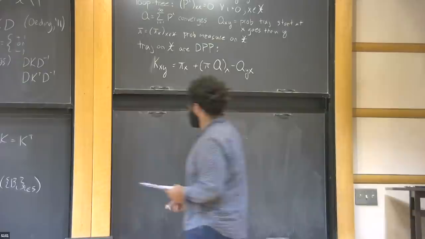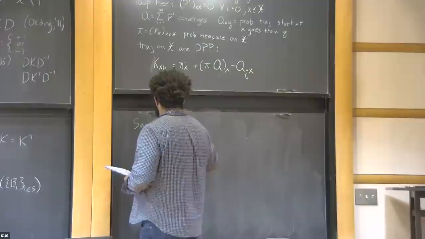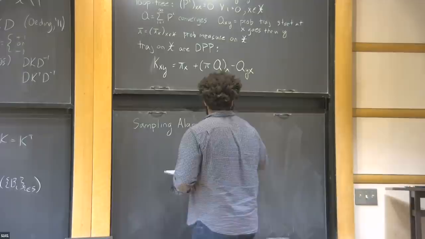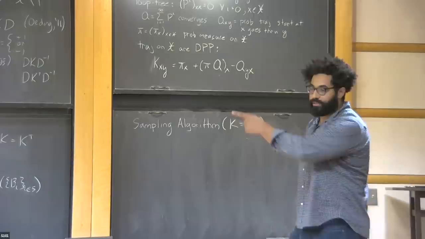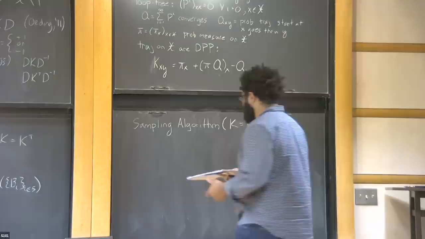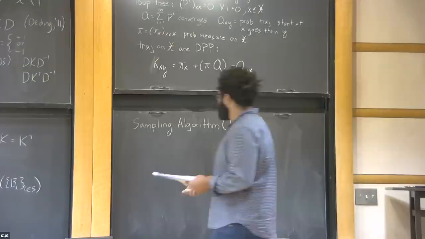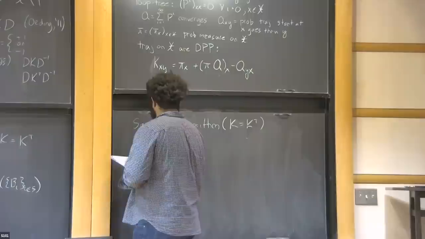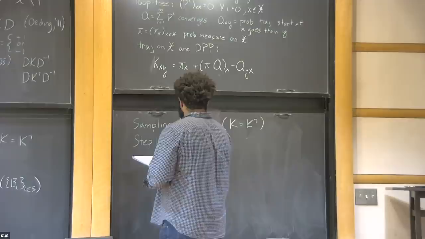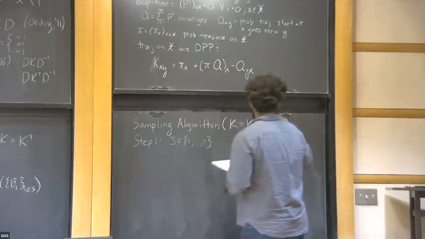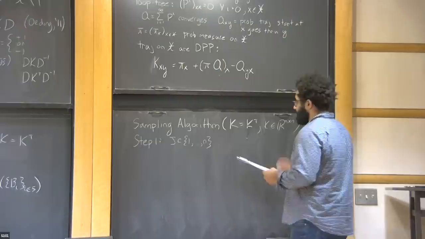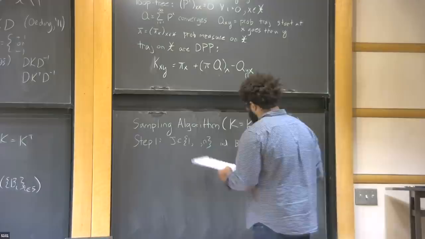Now I just want to briefly describe a really interesting sampling algorithm, for when we have a symmetric kernel, which is related to this observation of the magnitude of Y being a sum of probabilities. So step one is to compute how many elements are in Y. We define some J, a subset of 1 to n, where each index is included as an independent Bernoulli with the corresponding probability.